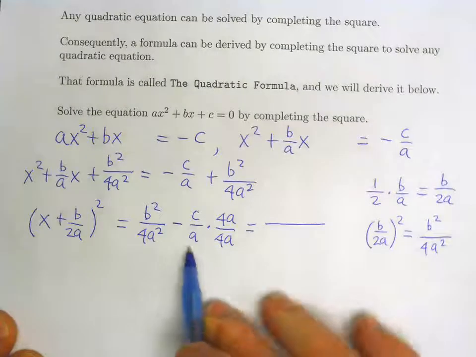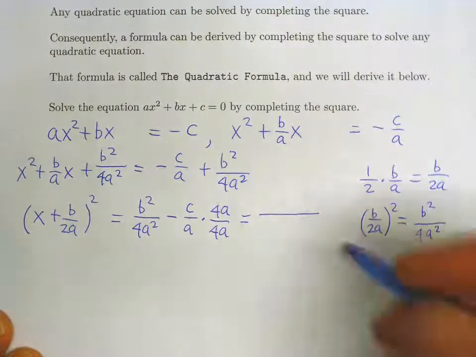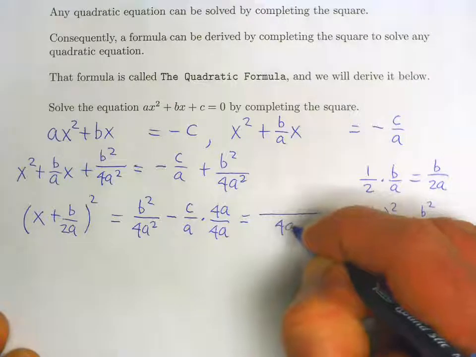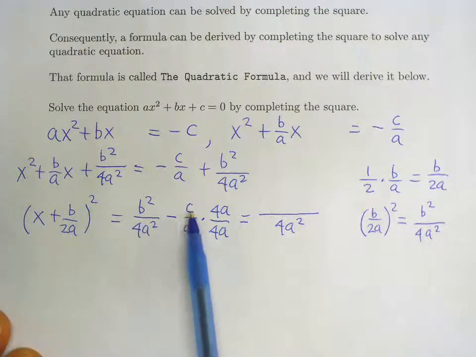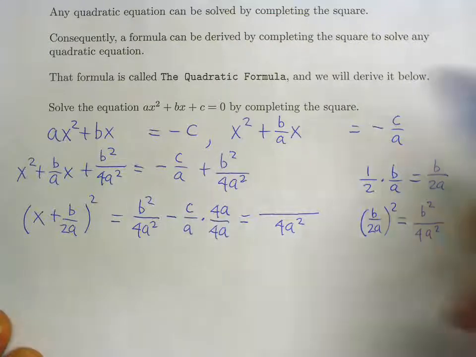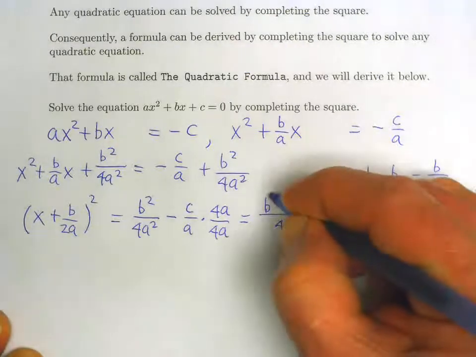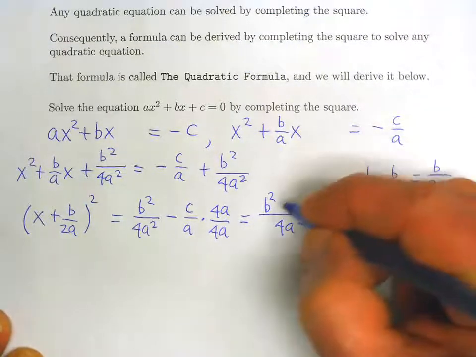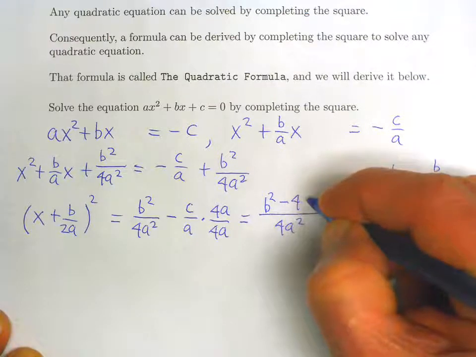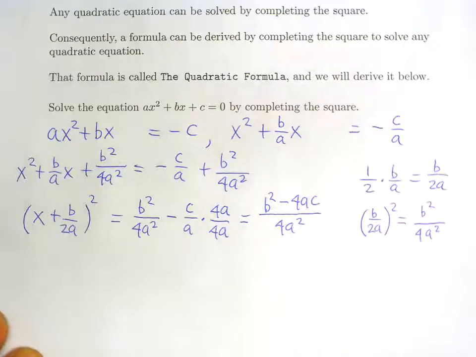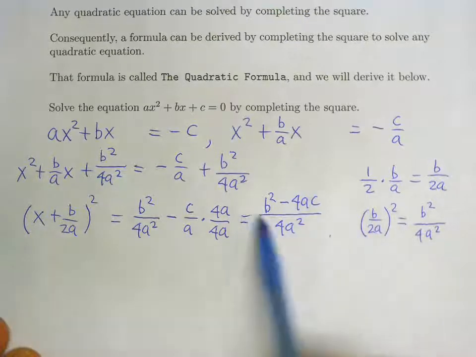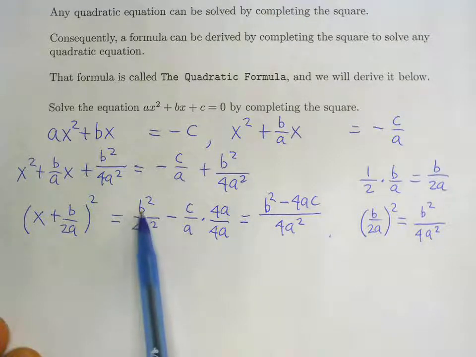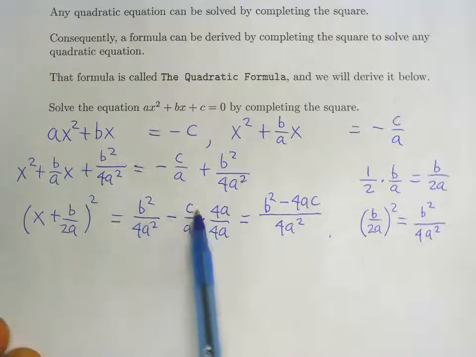The denominator is a common denominator, 4a to the second. And in the numerator, we have b to the second minus c times 4a, but we'll write it as b to the second minus 4ac. And you can verify that this is correct when you apply the operator to the numerators.